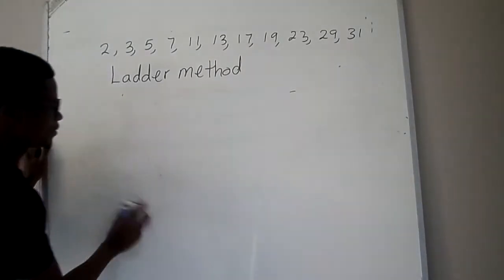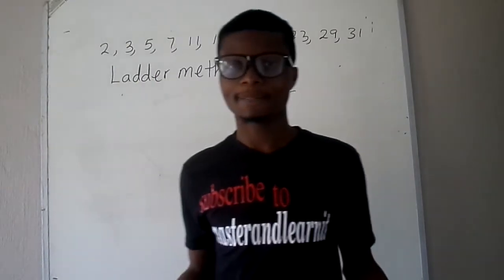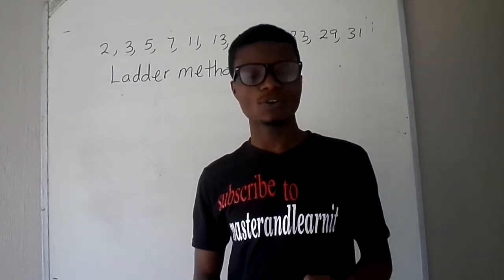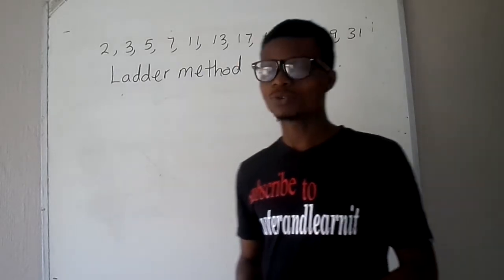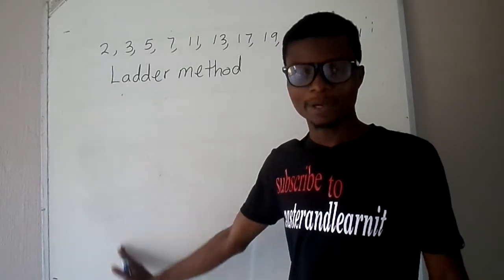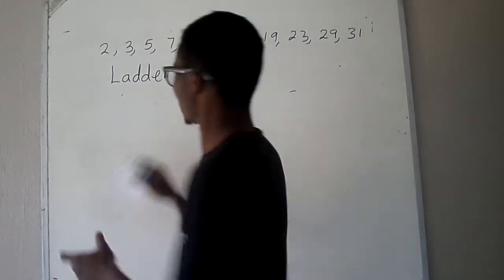What is the use of writing a number as a product of its prime factors? Prime factorization enables us to calculate the highest common factor and the lowest common multiple. So we are going to use the ladder method to write a number as a product of its prime factors to get the highest common factor and the lowest common multiple.